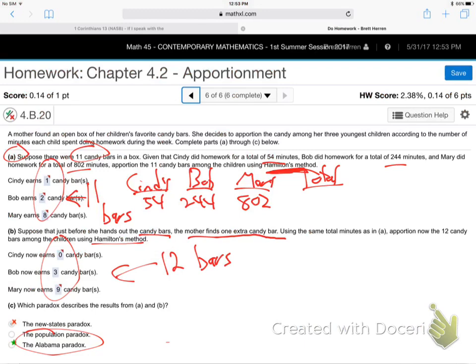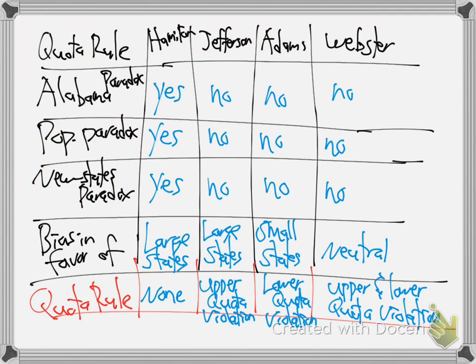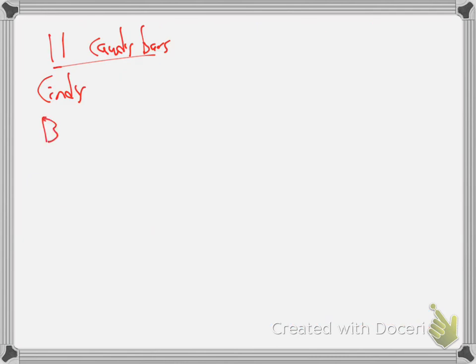We've got the 11 candy bars, right? We got, what do we got? Cindy, Bob, Mary, 1, 2, 8. So that's how we broke up the candy bars with Hamilton, right?